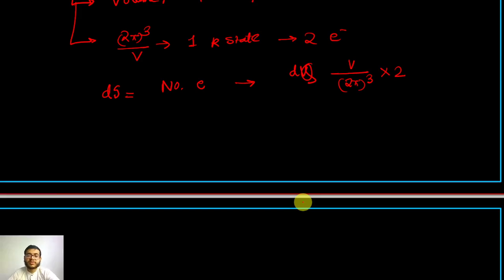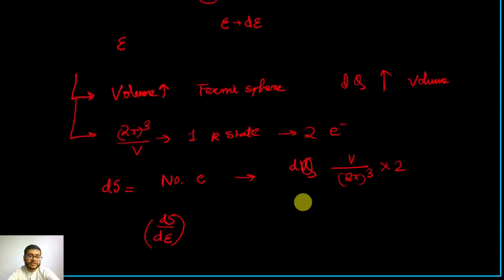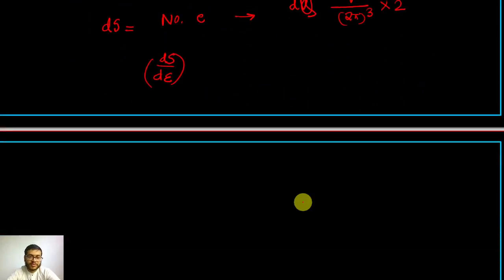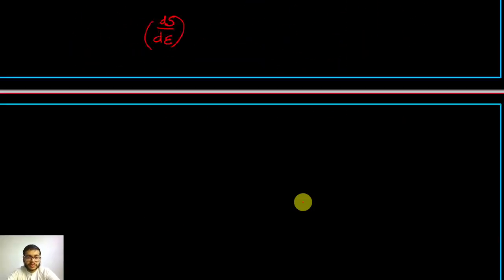So what we want to calculate is how many states are there and how does it depend on k. So we want to calculate ds/dE. If you increase the energy a little bit, how many more states will it have? Or the number of states as a function of E can also be calculated. Okay, so now let's see what is the volume.